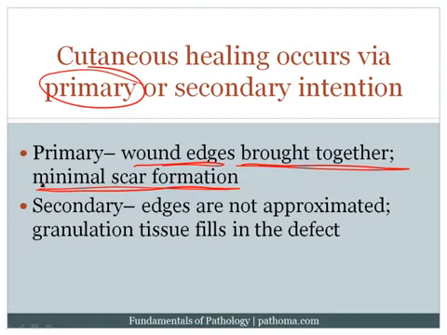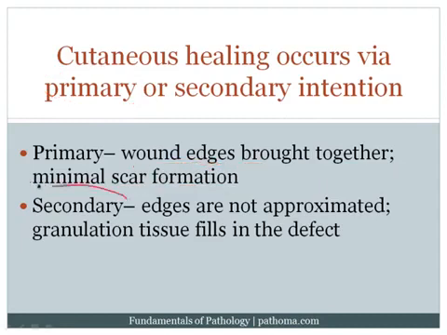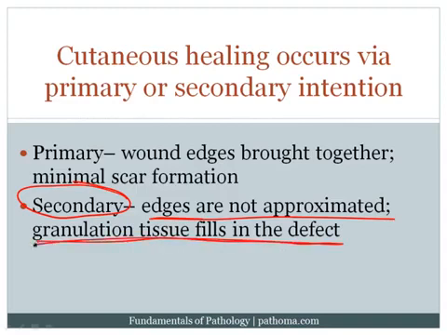Another way by which we can get cutaneous healing is called secondary intention. And what's secondary intention? Basically, we don't let the edges be approximated, so we don't stitch them together. Instead, the tissue remains open, and granulation tissue fills in the defect. Now, when granulation tissue fills in the defect, what's going to happen? You're going to get a big scar, but more importantly, at least for examinations, is that the granulation tissue will cause contraction of that wound.